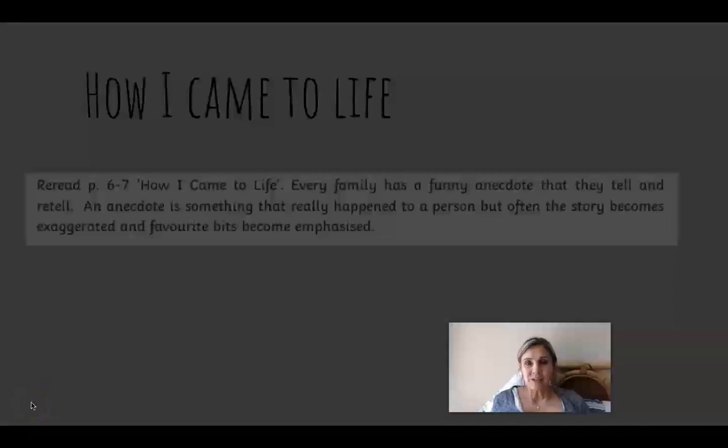Okay, I've added it to the screen. So you can reread page 6 or 7, but it is about the farting nurse. But as it says, every family has a funny anecdote that they tell and retell, and it's something that really happened to a person, but often the story becomes exaggerated and favorite bits become emphasized. So really do take the time to do that. So we're going to carry on to the next chapter, and I know they're quite short, and now we're just going to read, so you can really just take time out to sit and relax.